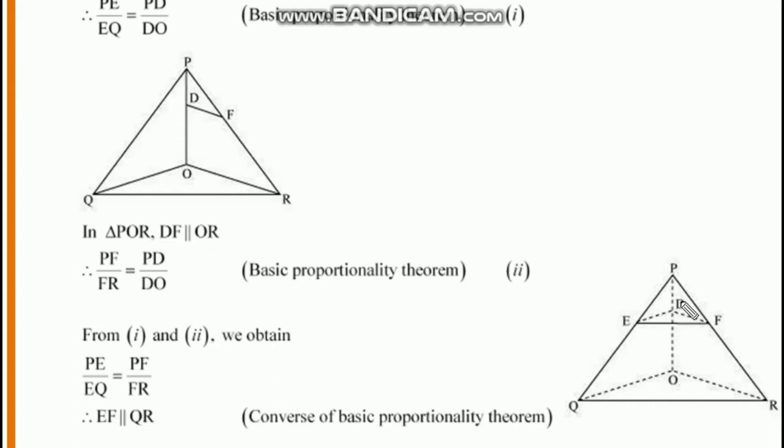If a line is dividing two sides of a triangle in the same ratio, then the line is parallel to the third side. So EF is parallel to QR. That is the converse of basic proportionality theorem. If the line is dividing any two sides of the triangle in the same ratio, then the line must be parallel to the third side. So we know that EF is parallel to QR, hence proved.